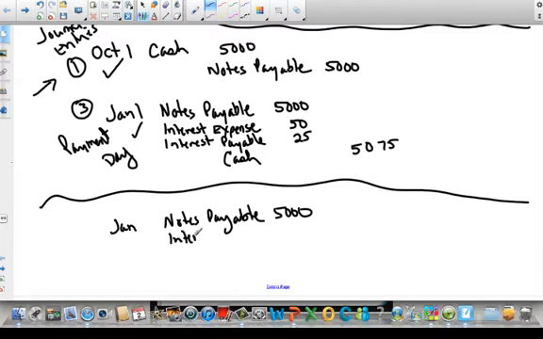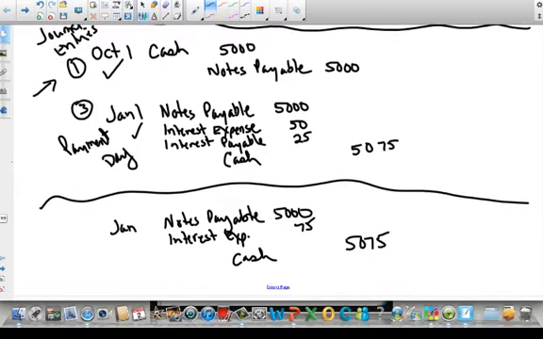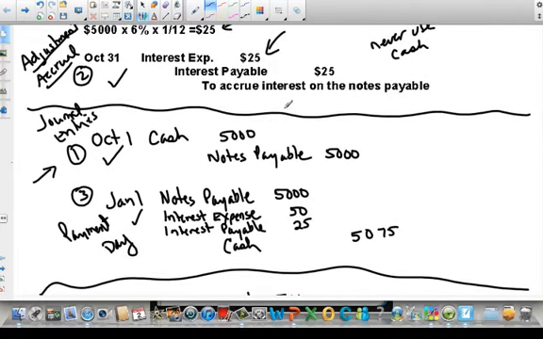We would have had interest expense of the whole amount, and cash would have been. But because there was a year end in the middle of this, we needed to accrue interest that we owed in that time period. Okay, so now let's look at a salaries example.